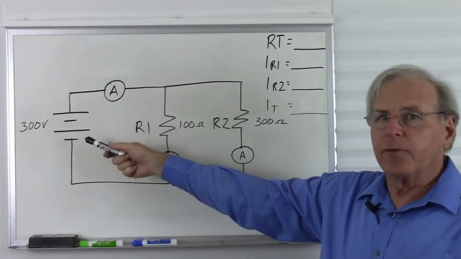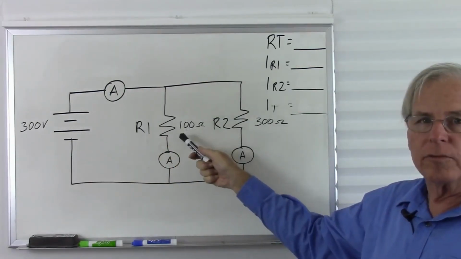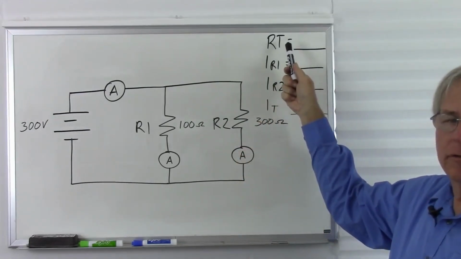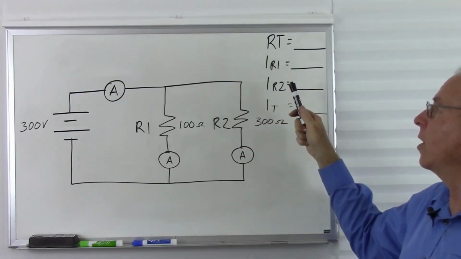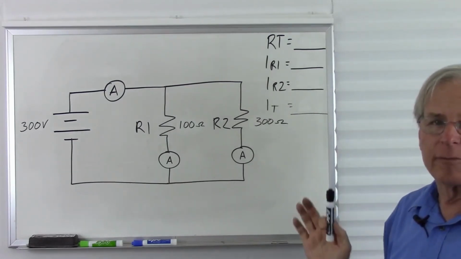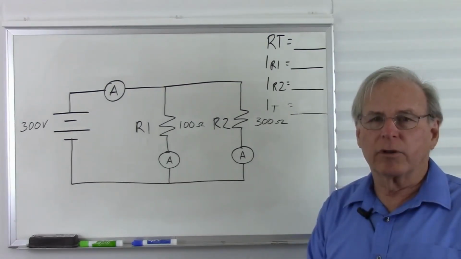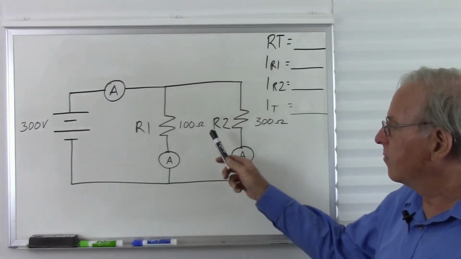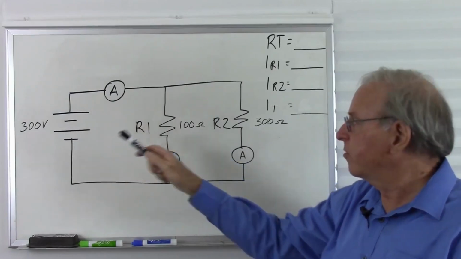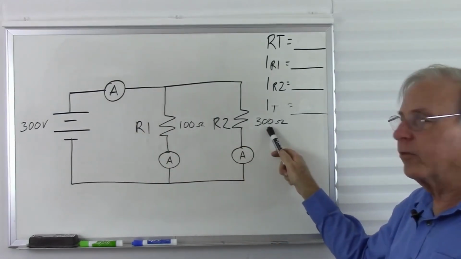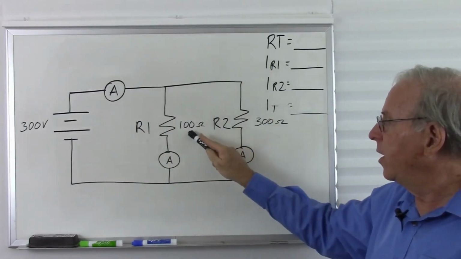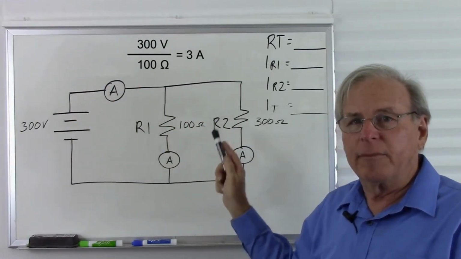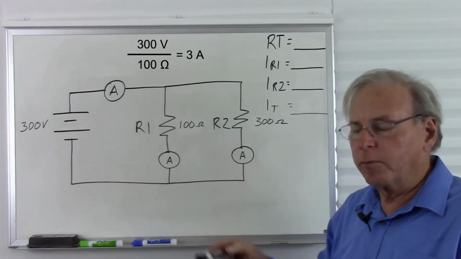Now we have 300 volts, 100 ohms, and 300 ohms. What we need to find out is the total resistance, current through R1, R2, and the total current, just like before. Go ahead and pause the video and work the problem. Okay, so what do we have? We have 300 volts and 100 ohms and 300 ohms. Well, this is kind of easy. 100 goes into 300 how many times? 3. That means we'll have 3 amps through the 100 ohm resistor.